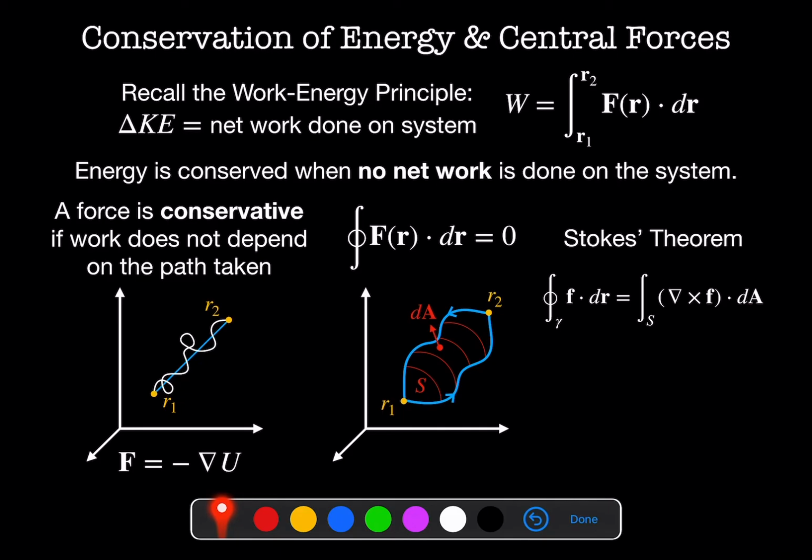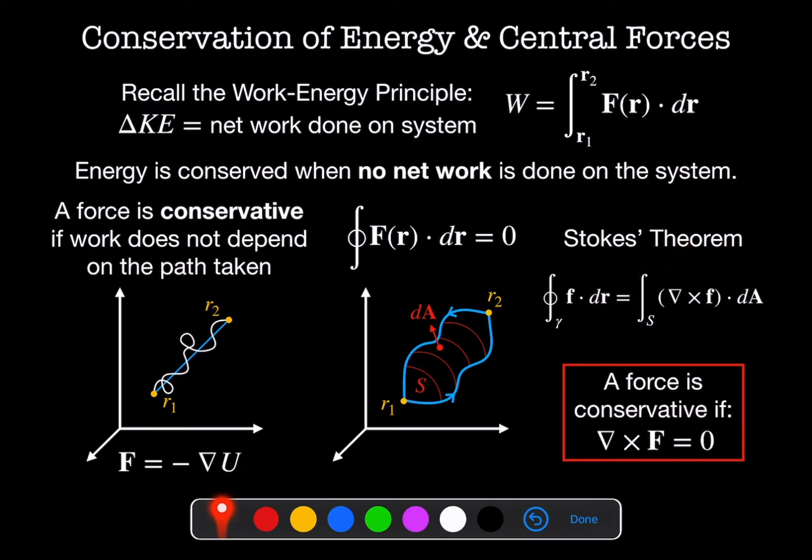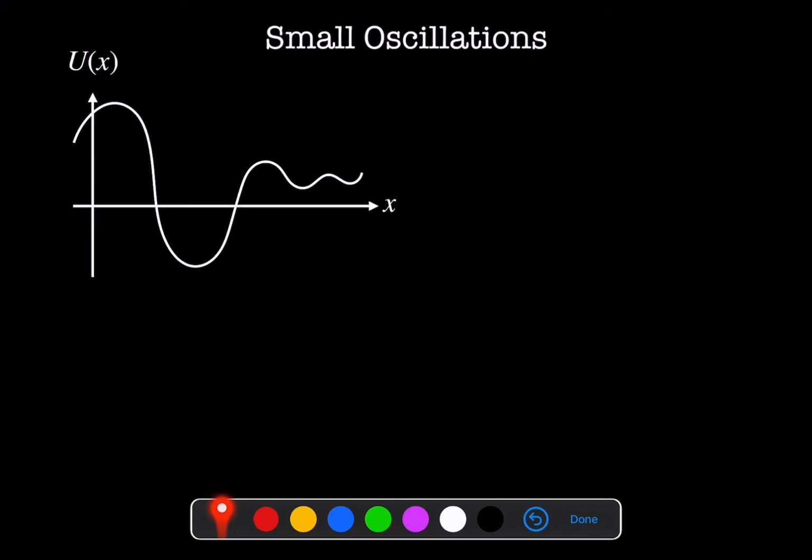So if a force is conservative, we know that this term here, this integral of force dotted into the path element, is equal to 0. So that means this term on the right is equal to 0 too. Or we can say simply a force is conservative if it has a curl equal to 0. Now that we understand a little bit about conservative forces, let's have a look at some of the things we can do with the potential energy.